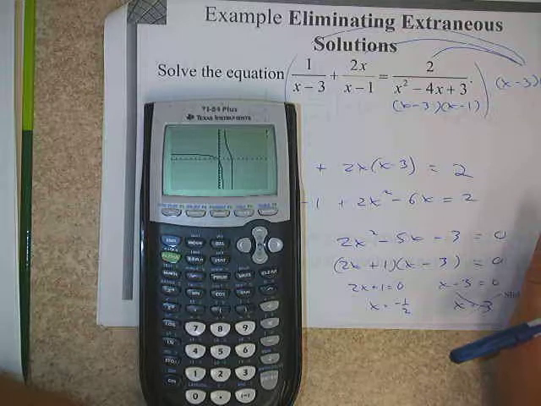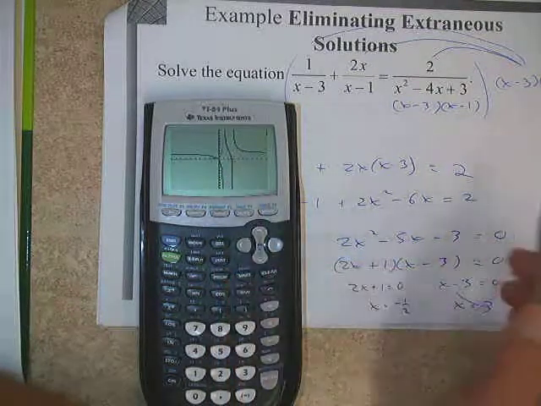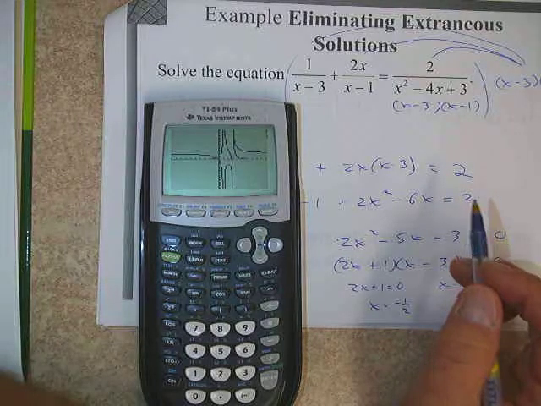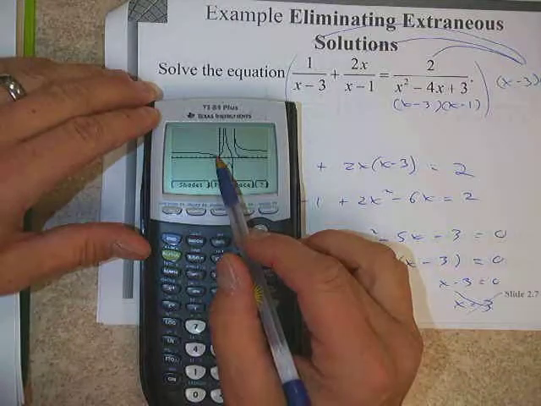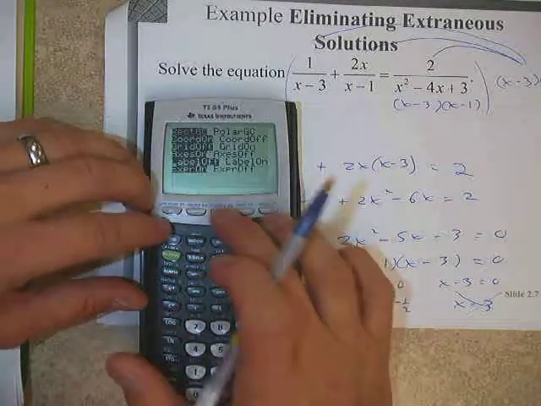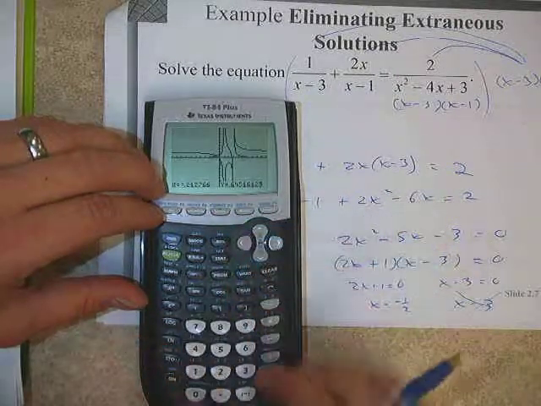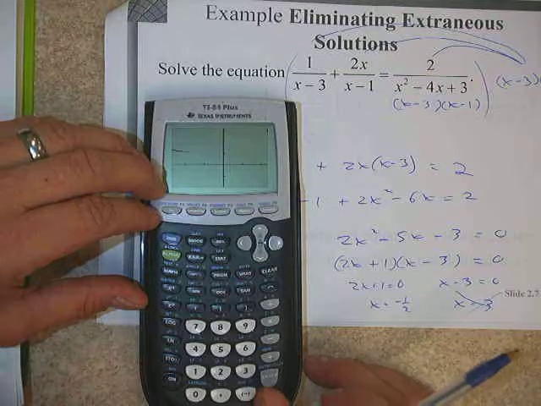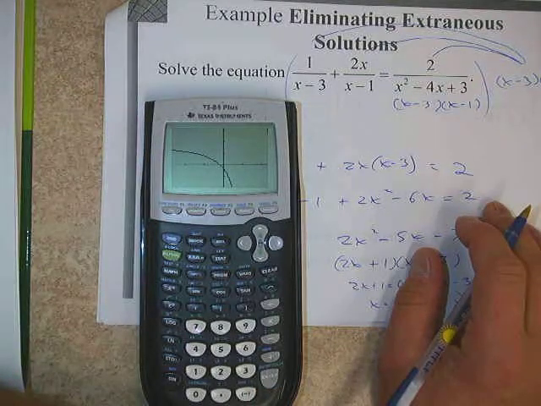And I don't have a very good window here, but let's go ahead and do a zoom 6 instead. Although we can't actually see that point there, I'll still do a zoom 6 either way. So this is the graph of the left-hand side. Notice 2 asymptotes, negative 1 and 3. And there's the other one.